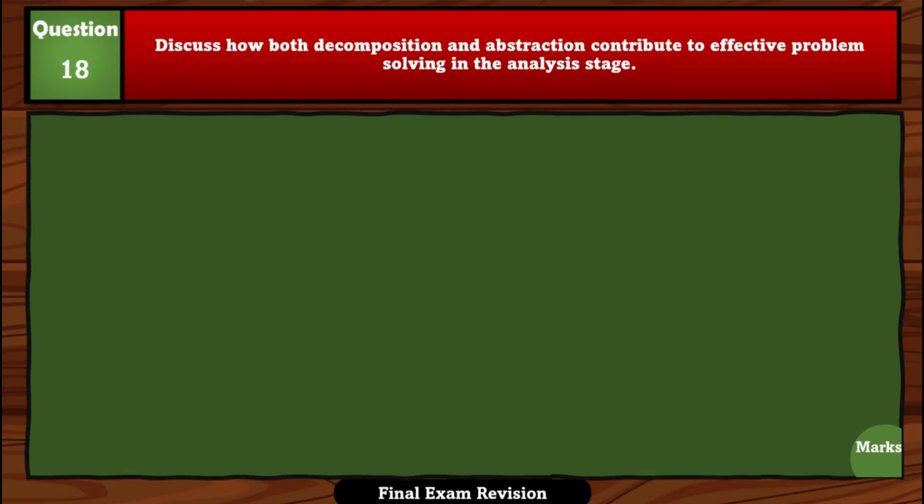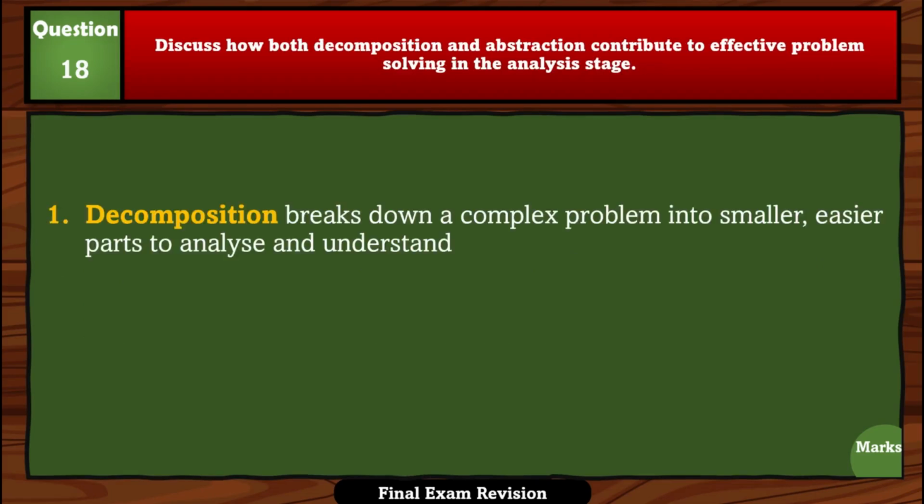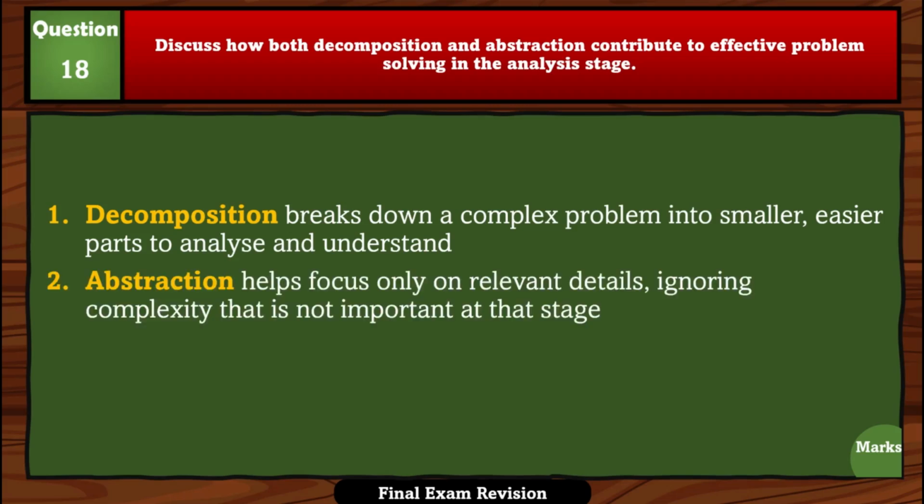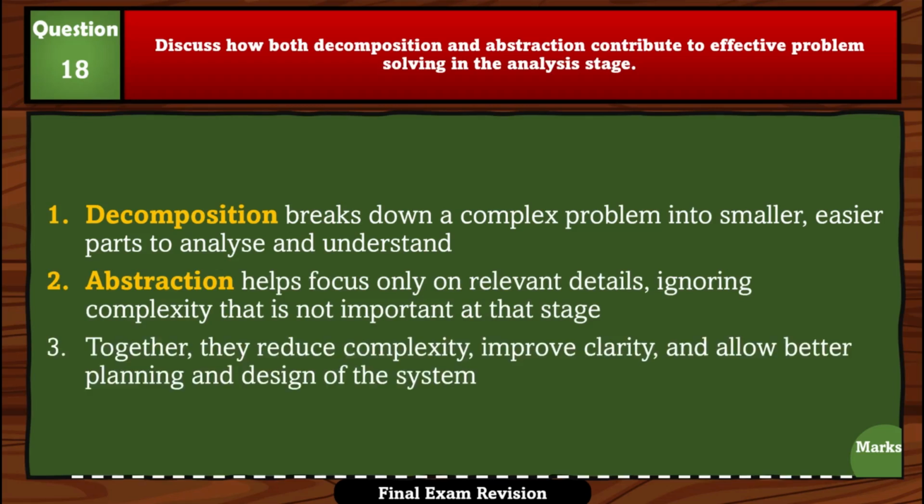Question 18. Discuss how both decomposition and abstraction contribute to effective problem solving in analysis stage. Decomposition breaks down a complex problem into smaller, easier parts to analyze and understand, while abstraction helps focus only on relevant details, ignoring complexity that is not important at that stage. Together, they reduce complexity, improve clarity, and allow better planning and design of the system. Topic 3.